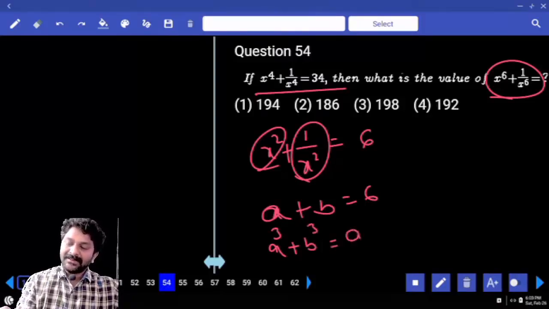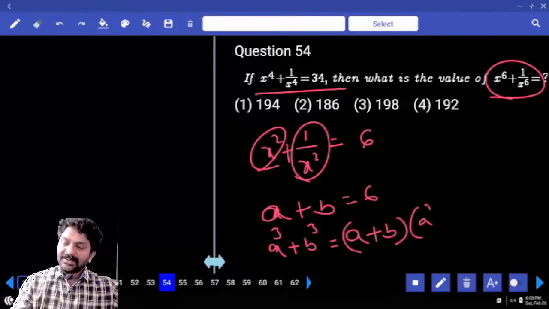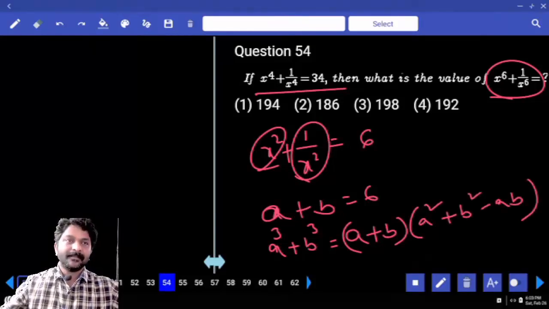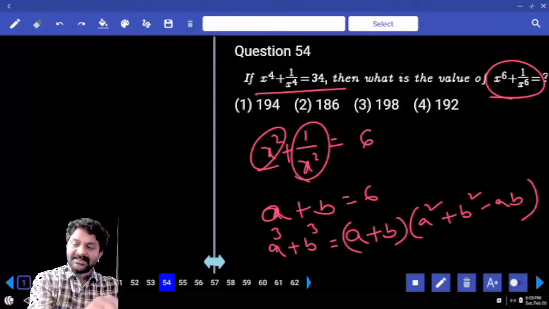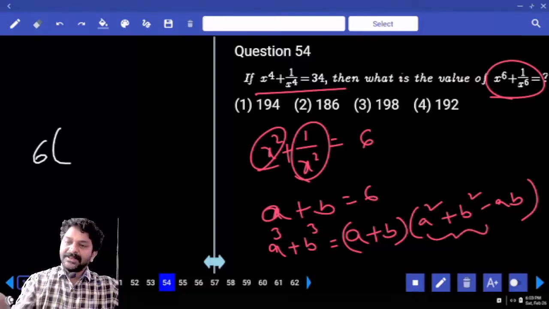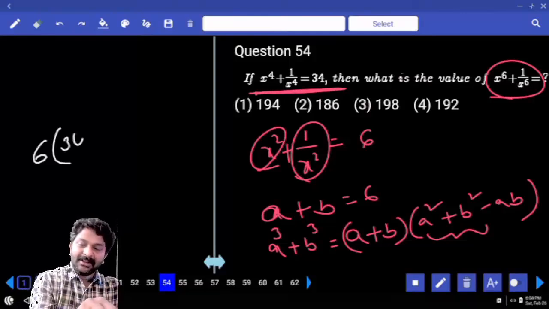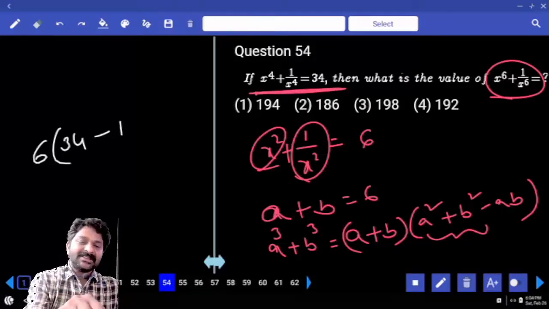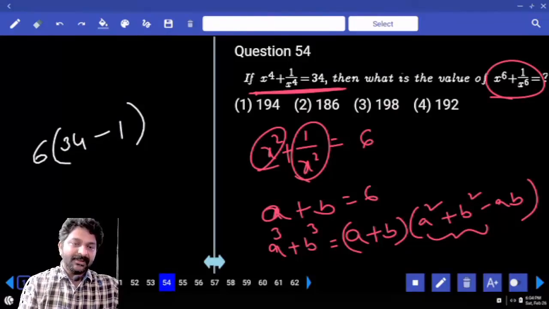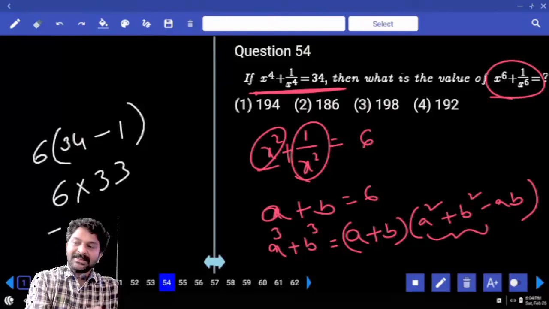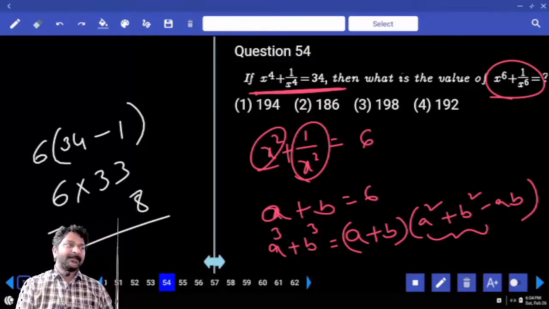So that we can write it as a plus b into a square plus b square minus ab. The a plus b value is 6, into a square plus b square, that is x power 4 plus 1 by x power 4, correct? That is equal to 34, minus ab. a into b in the sense that is equal to x square into 1 by x square, which is equal to 1. 6 into 33, answer must end with 8. 198 is the answer. Hope you got it.